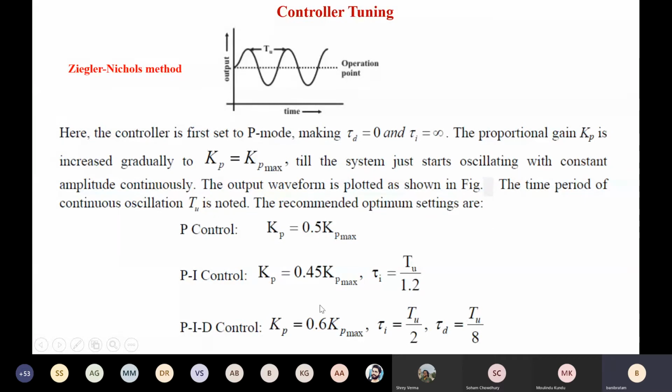After choosing these values, these are the base values. You may not get the correct value exactly at 0.6, so a little bit of variation you might need to do, but these are the basic values from where we start to choose. So this is about the controller tuning method. Is it okay?